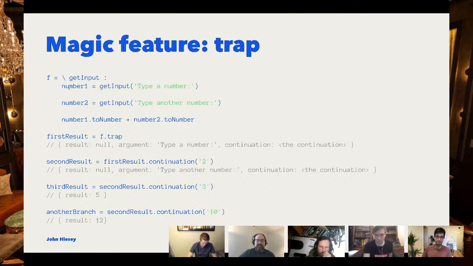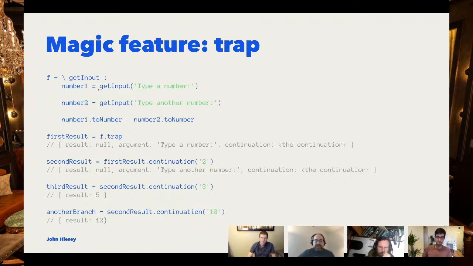In JavaScript, you have to explicitly say that something's a generator, and you have to use yield. There's special syntax for it. Here, it just looks like a function call. So it's a little bit magical.